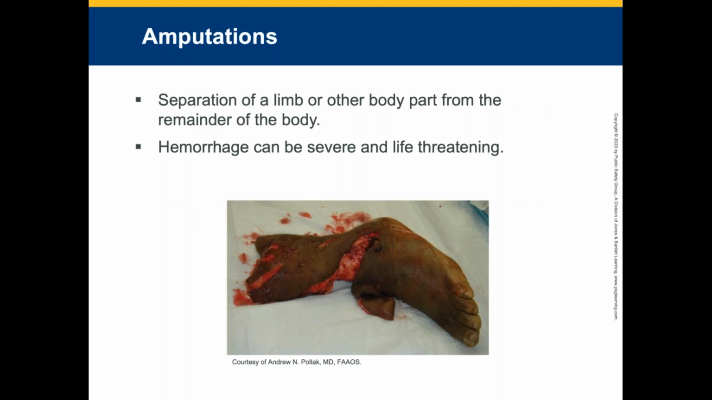So amputations, that's bad, right? This is a separation of a limb or other body part from the remainder of the body. So hemorrhage can be severe and life-threatening. A lot of times with this, you'll obviously have tourniquets placed, pain management. Honestly, the best pain management for these patients is ketamine. That's my own opinion on that, because we don't have the potential of reducing that blood pressure. So fentanyl and ketamine together work really well for amputations.